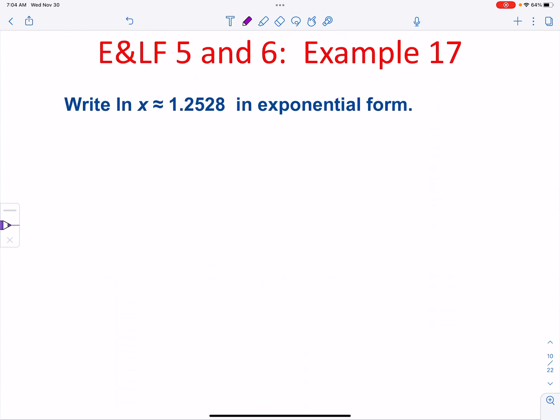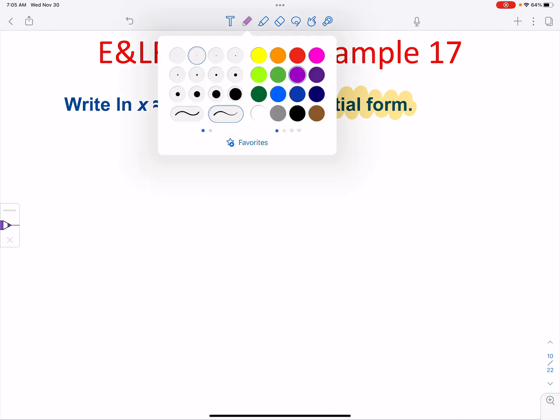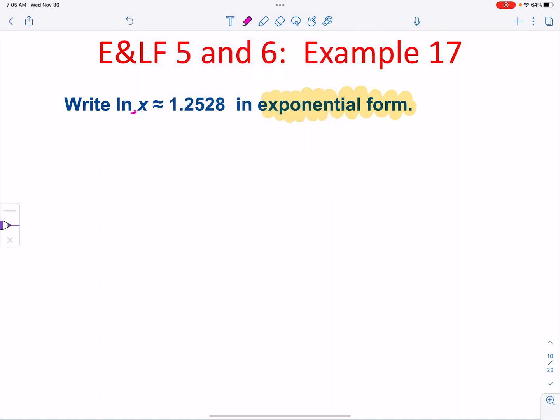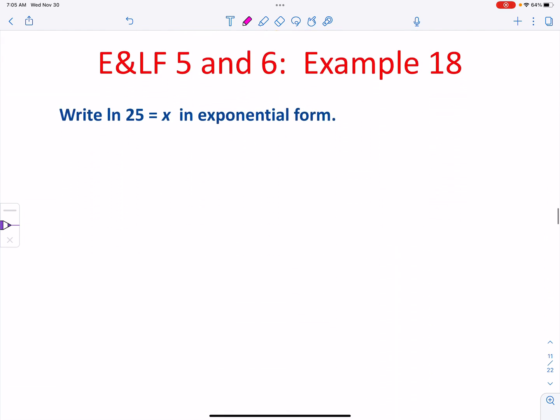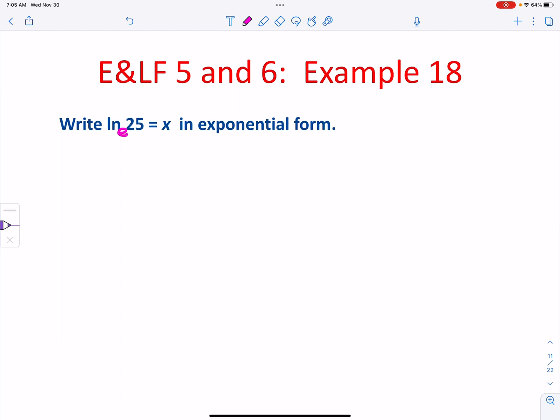So now let's look at this. They just want me to write it in exponential form, so I don't even want an answer. What I would do is write a little baby e here just to remind myself, what is the base on an ln? It's an e. So wouldn't this be e to the 1.2528 equals x? That is all you're doing, just rewriting it. And same thing here. I would write a little baby e on that because that's the base on an ln. So this would be e to the x equals 25.